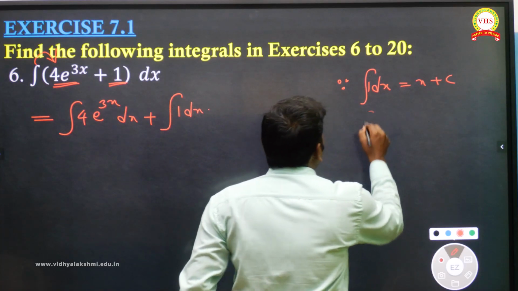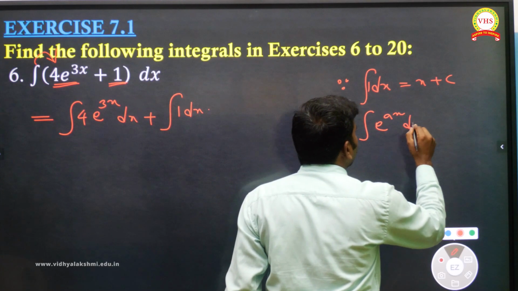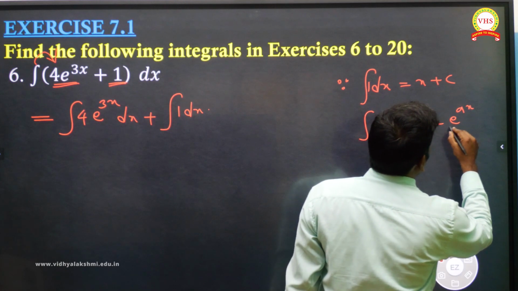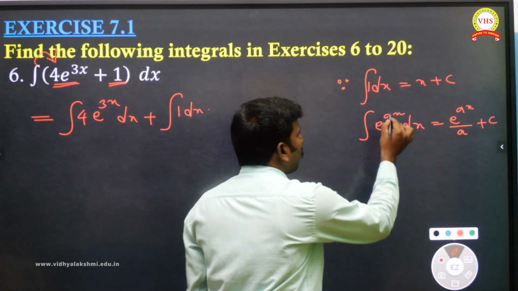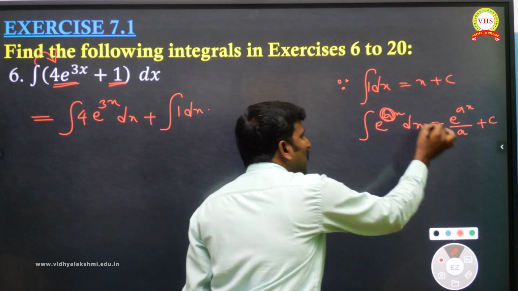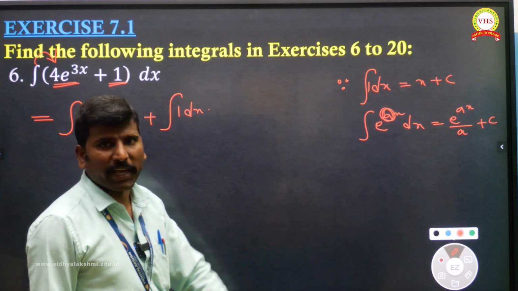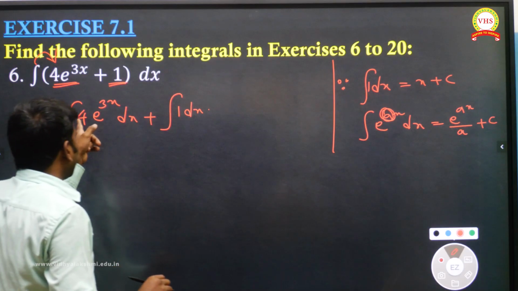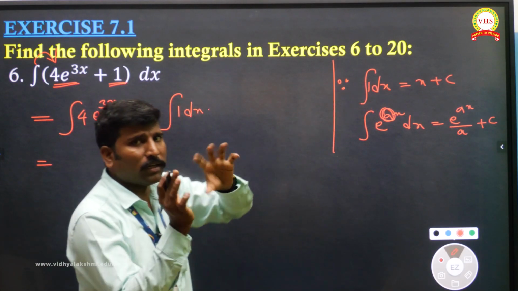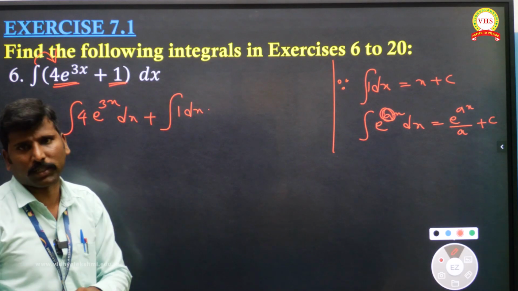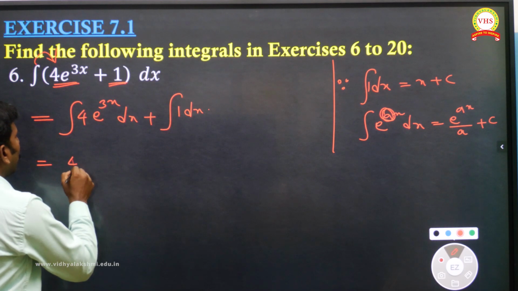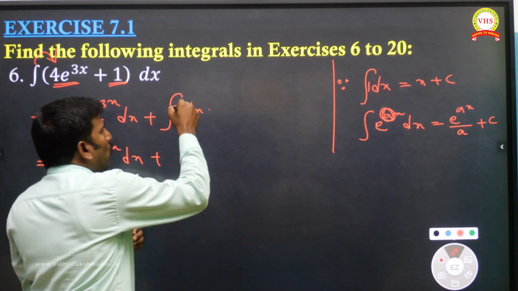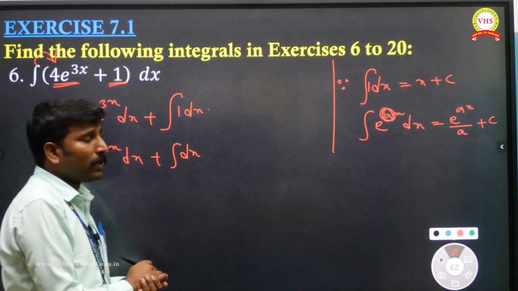In the same manner, integral e power ax into dx is equal to e power ax divided by a, plus c. Whatever constant is multiplying with x, you have to divide e power ax by it. Both these formulas I am going to use here. Listen, you should not keep the constant inside the integral; multiply constants you can take outside. So 4, let it be, integral e power 3x into dx plus integral 1 into dx, and the 1 you can avoid.